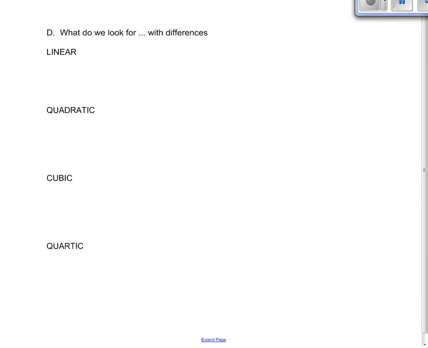I breezed over something that we can look for when we have a table of values. So if we are looking at a table of values, I did an example for you at the beginning that looked at first and second and third differences very quickly. And I made some statements about those differences I just thought we should write down.